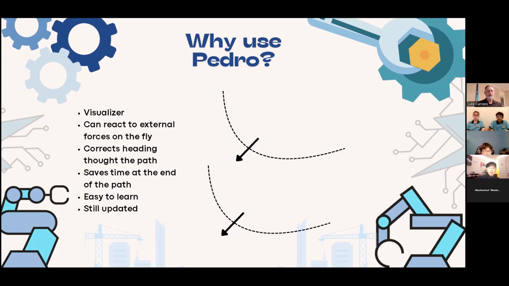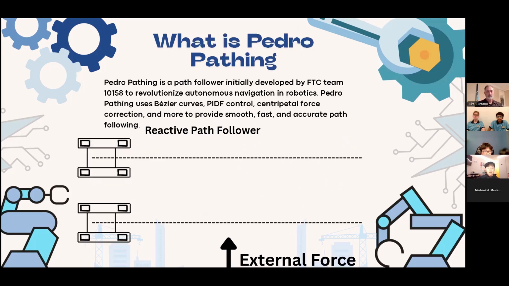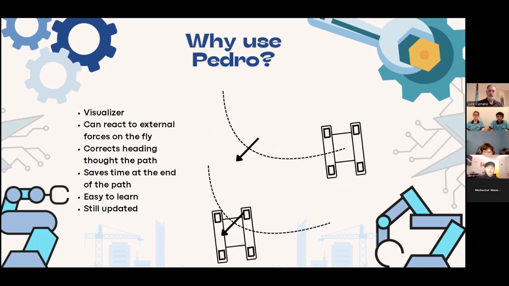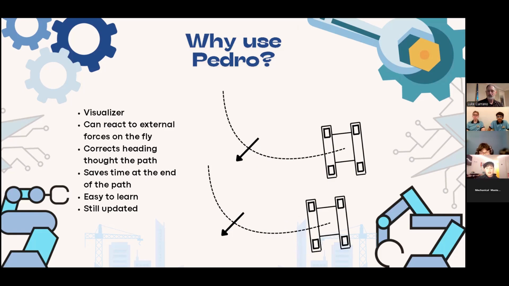So in this animation, you see on the top, this is kind of what a Roadrunner software would do. As you see, the robot gets hit by an external force and then at the end it corrects. Now, what's different with Pedro Pathing is that it will correct immediately after the external force, which means you don't risk maybe hitting a game element or something like that. Another cool thing is that it corrects heading throughout the path.